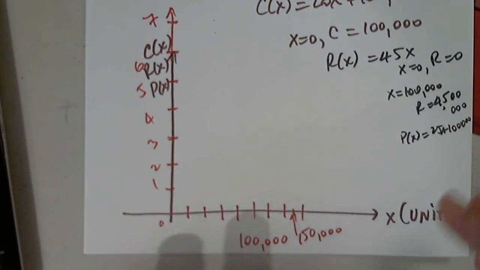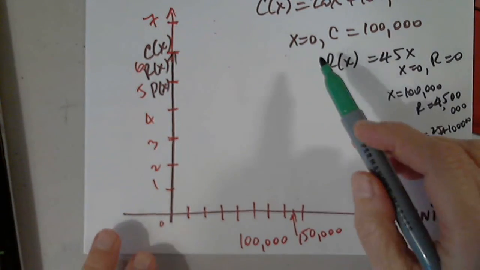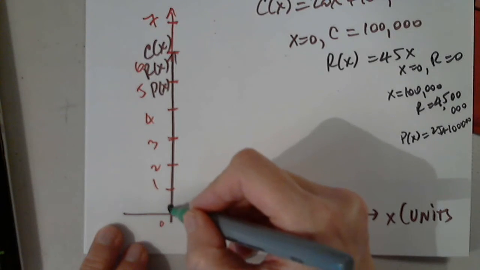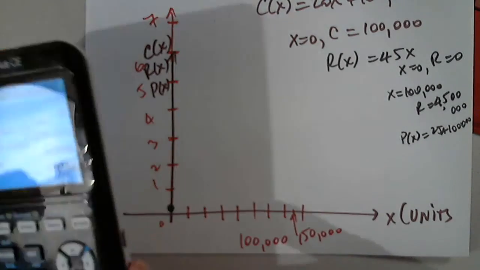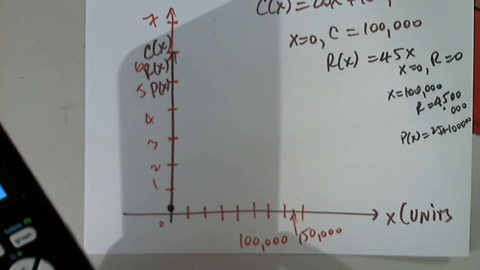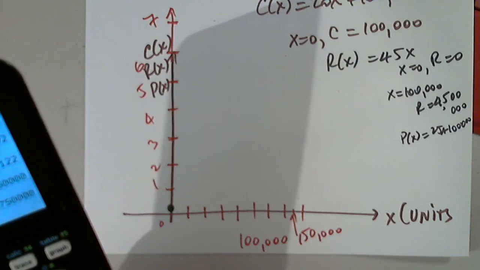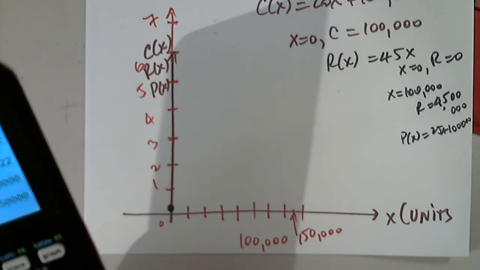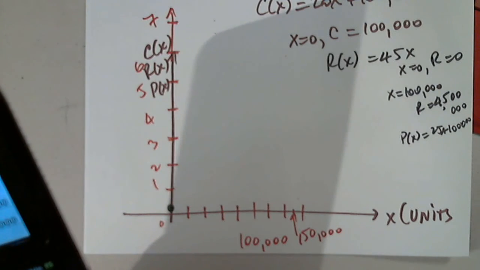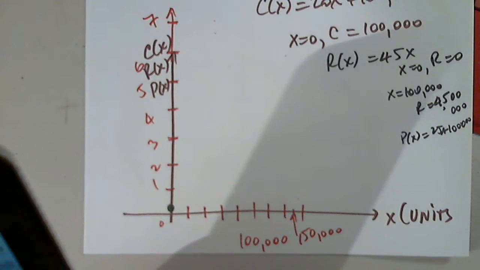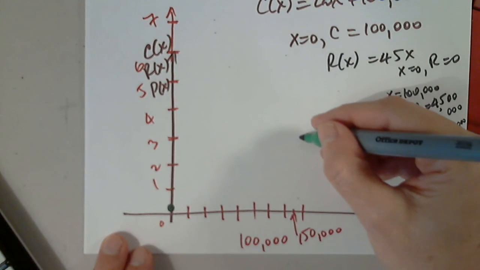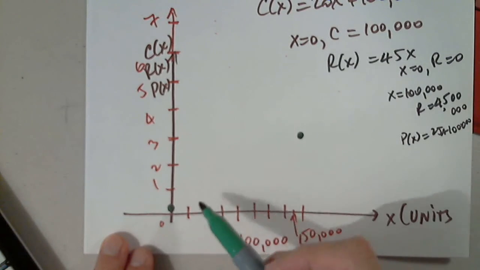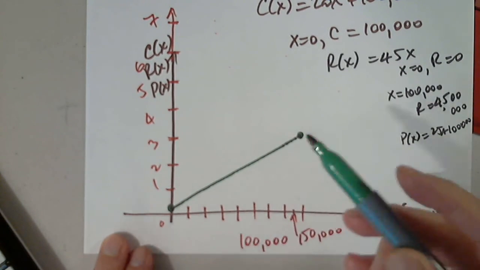Okay. So now I'm graphing C of x. When x is 0, C is 100,000. And then when we manufacture 150,000, 20 times 150,000 plus 100,000, 3.1 million. So here's the cost function in green.